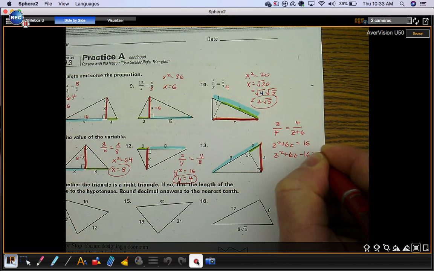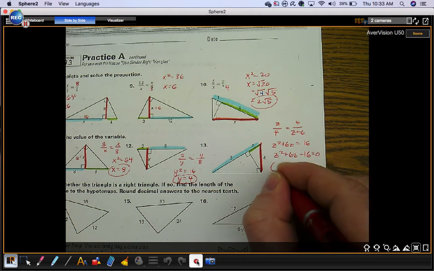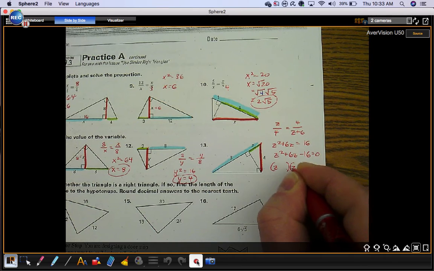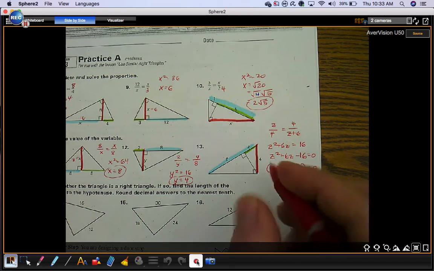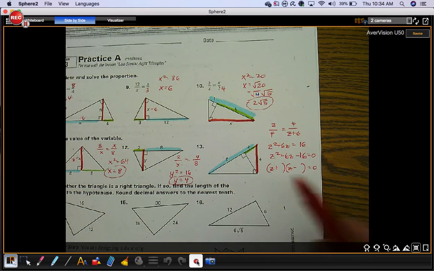If you subtract 16 from both sides, you end up with this trinomial. We need to factor it. So we did this in our lesson. Two numbers that will multiply together to give you negative 16. So how do you multiply two numbers to get a negative? Well, one of them's got to be negative. So make one plus, one minus. Two numbers multiply together to give you negative 16, but when you add them you get positive 6.